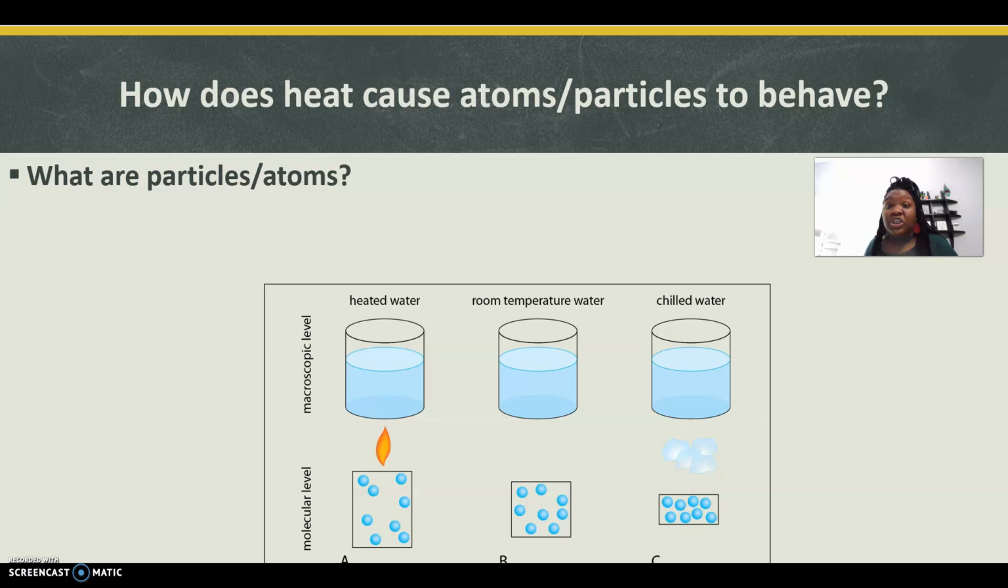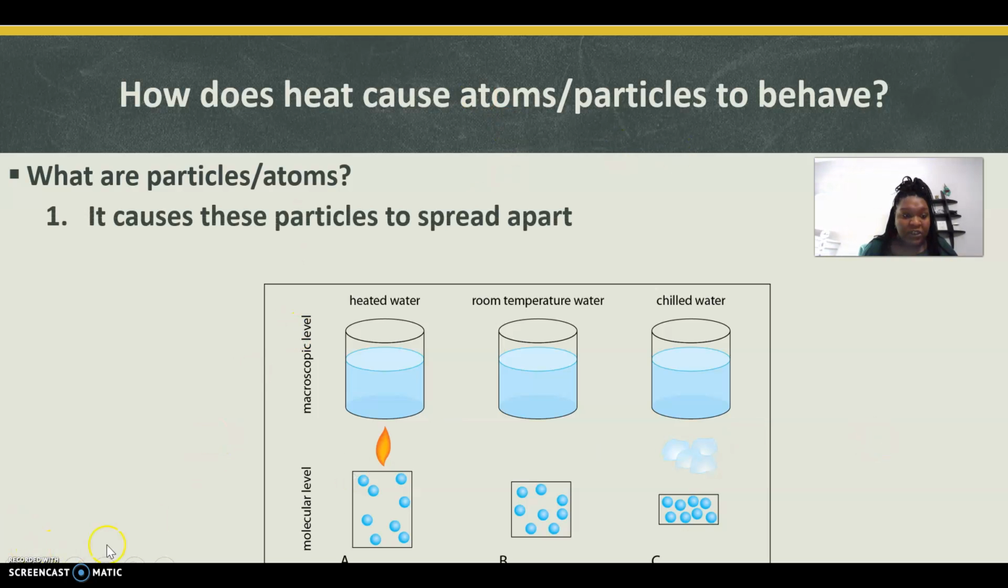Please write down those 2 questions that you see, and you might want to play the answer to that question back so that you can write it down in your notes specifically. So when we're talking about how heat causes atoms or particles to behave, let's look at the example of water. If I were to put my fists up, and my fists are representing atoms, when those atoms are inside of an object, they're constantly vibrating. Yes, they're constantly moving. Heat is going to cause those atoms to do 2 things.